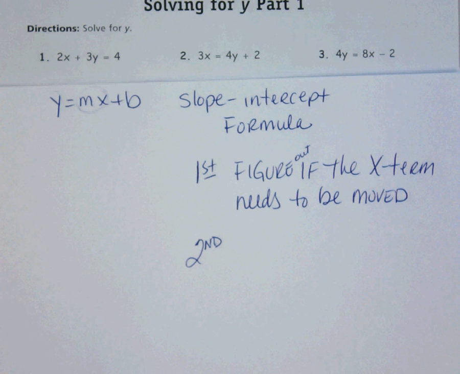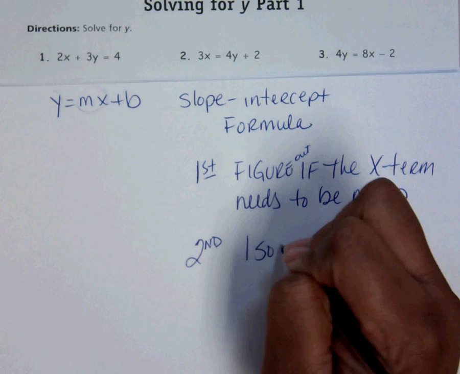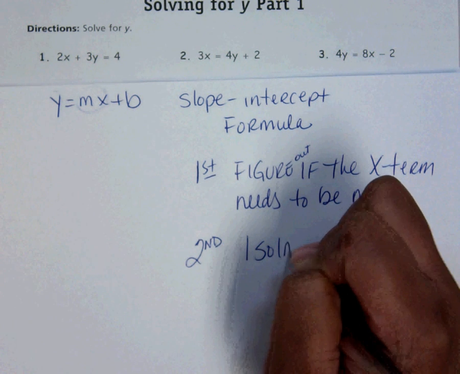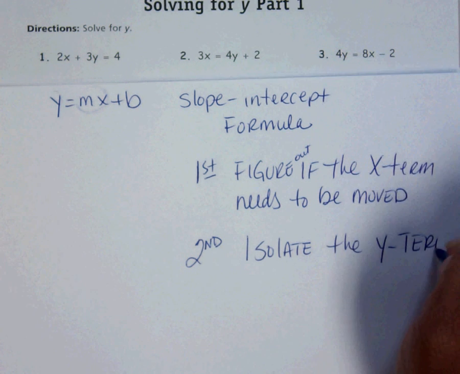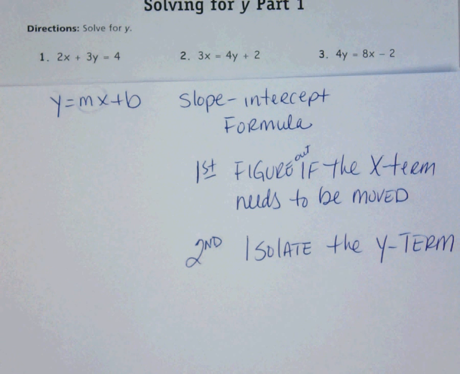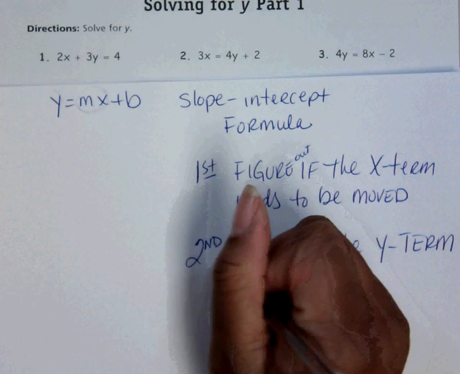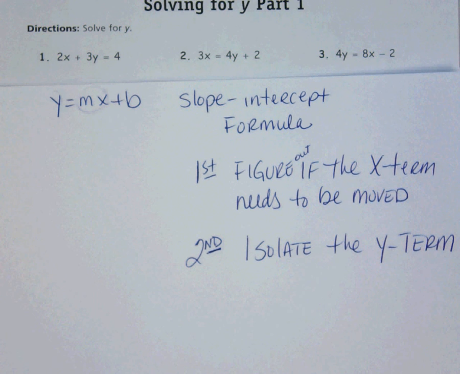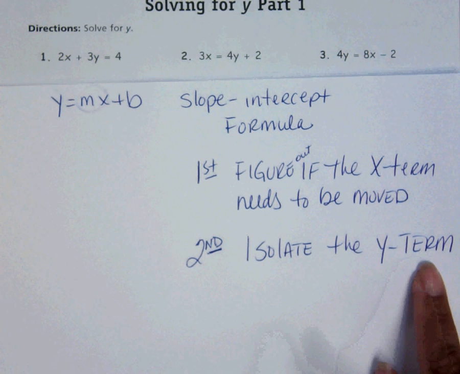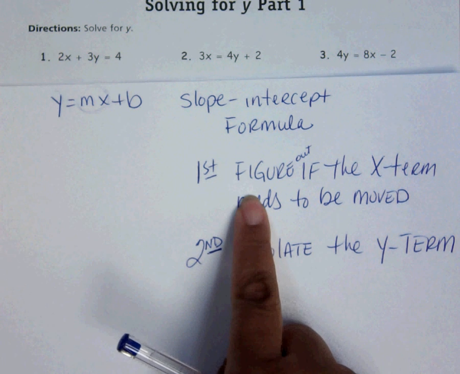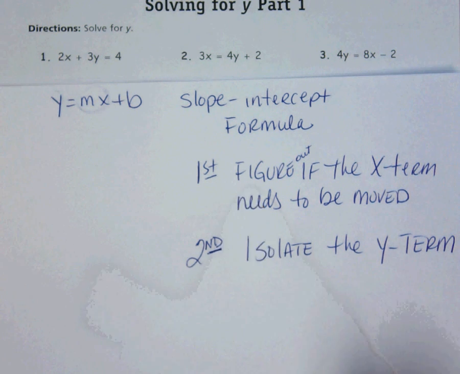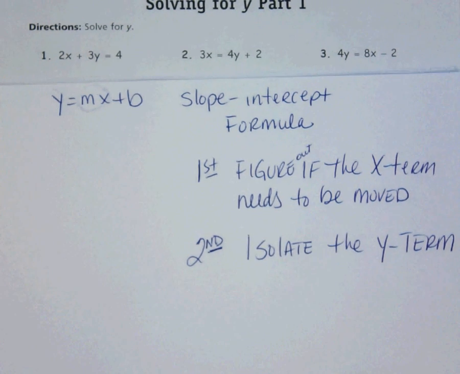Second step. Do whatever is required after you move the x term to isolate the y term. And when you isolate the y term, you're getting the y term by itself. So there could be more than one thing we have to do to isolate the y term. There could be more than one thing we have to do or not do to figure out how to move the x term or figure out if it needs to be moved. So let's take these two steps and let's work out number 1.